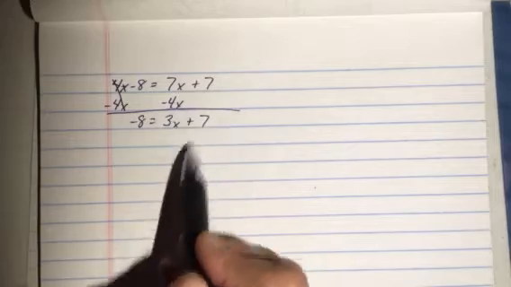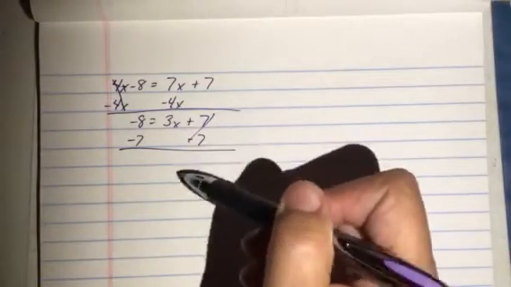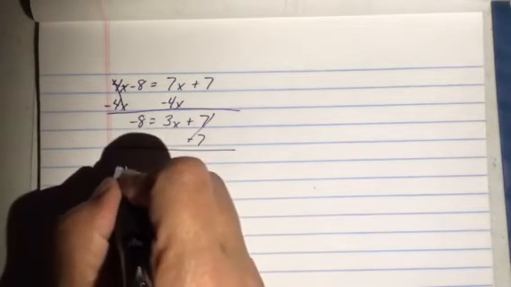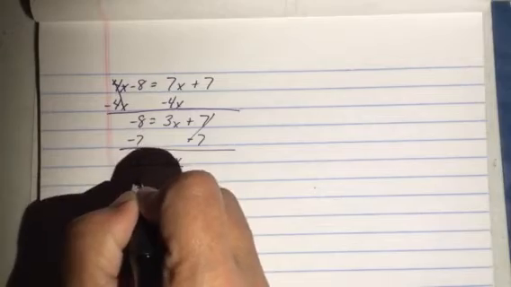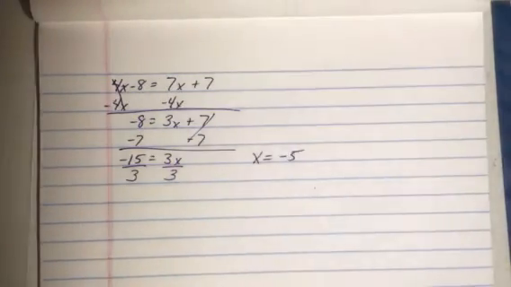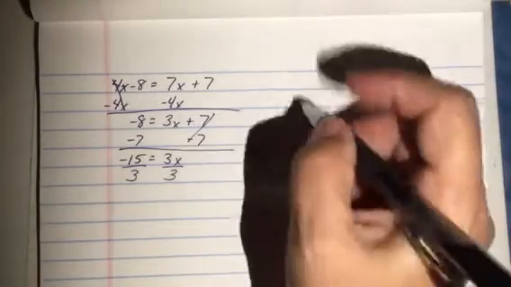All right, now I'm going to move the 7 over by subtraction. I subtract since this is a plus, opposite sign, so they cancel. Negative 8 minus 7 gives us a negative 15. And then lastly, we divide by 3. So x equals negative 5. This is conditional because this equation works on condition that x equals negative 5.